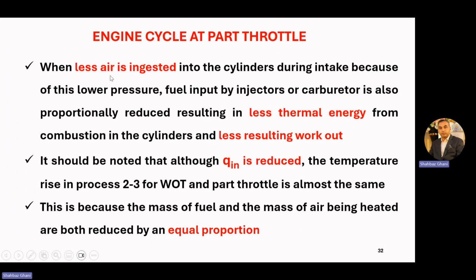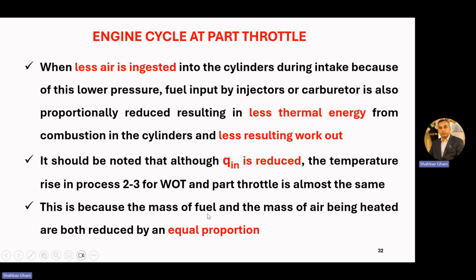Now, when less air is ingested into the cylinder during the intake because of this lower pressure, fuel input by the injector or carburetor is also proportionally reduced, resulting in less thermal energy from combustion in the cylinder and thus less work output. It should be noted that Q in is reduced. The temperature rise in process 2 to 3 for wide open throttle and part open throttle is almost the same, but the Q in is reduced.